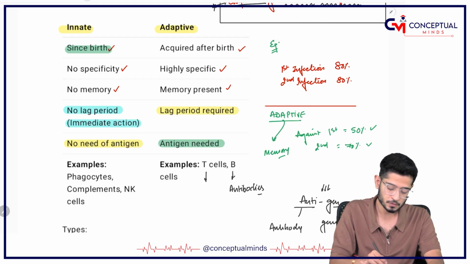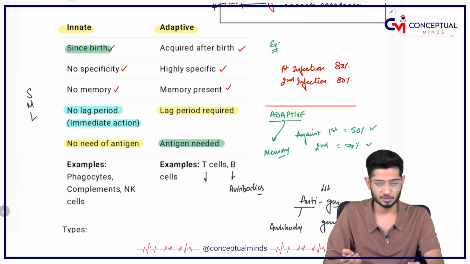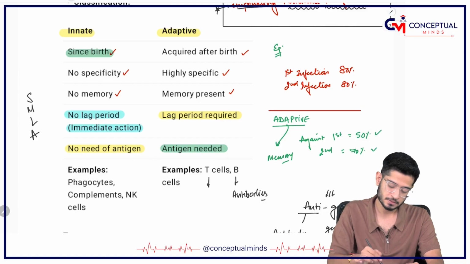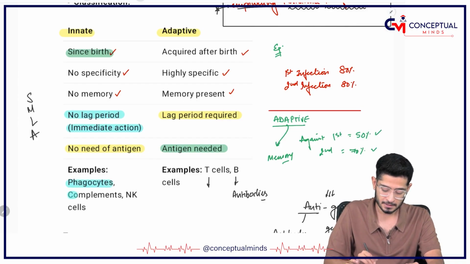It has no specificity, no memory, no lag period. And yes, of course, there is no need of antigen also. So examples also I have told you. Now innate immunity has examples like phagocytes, complements, and NK cells. So phagocytes are there, complements are going to be there, and NK cells.